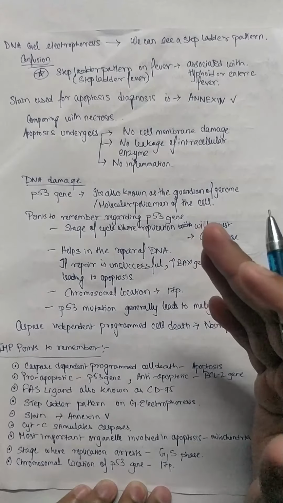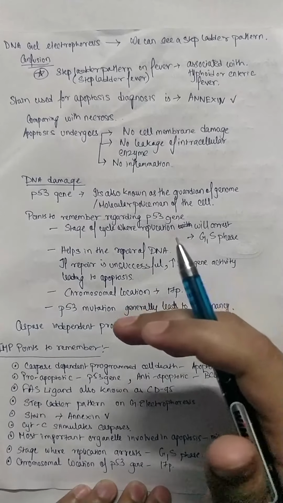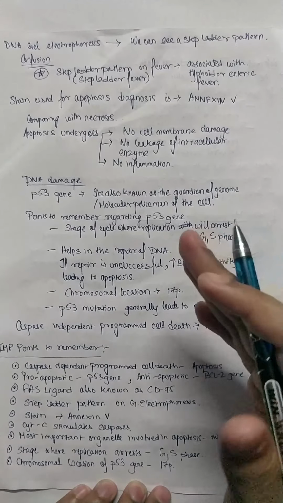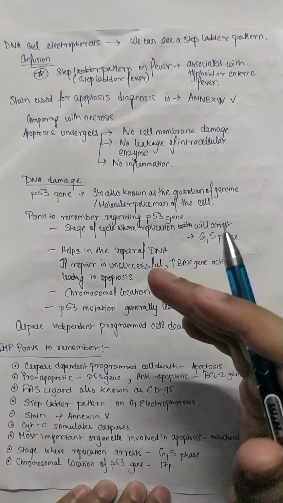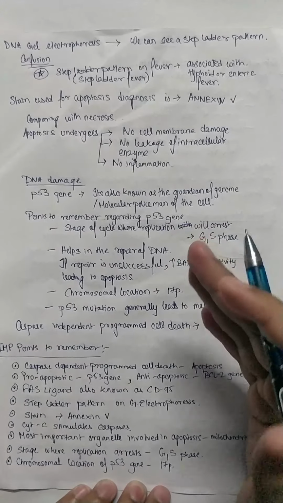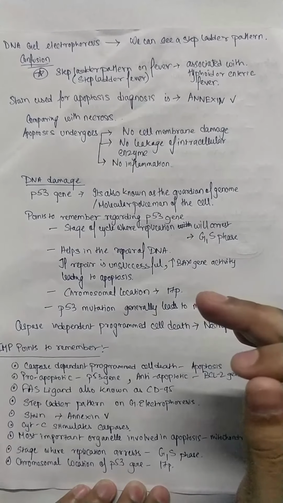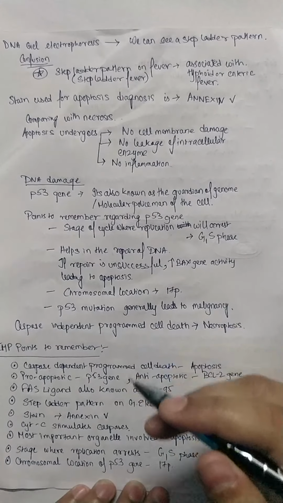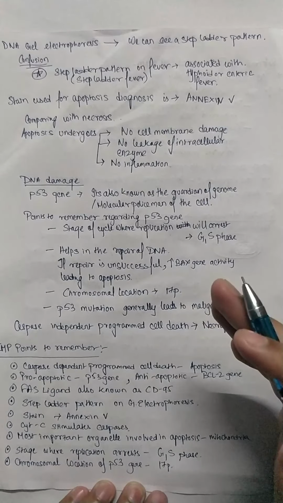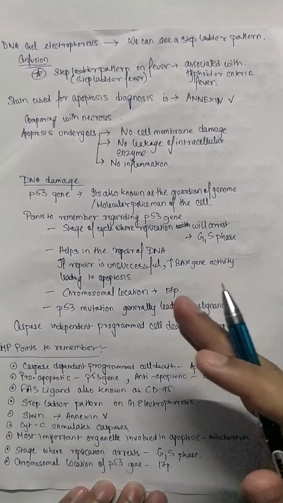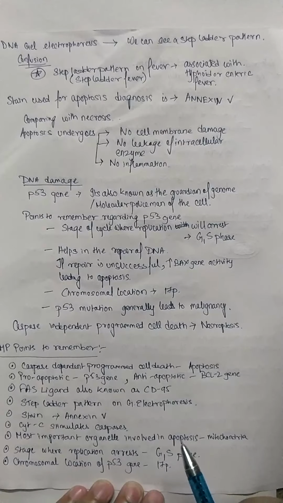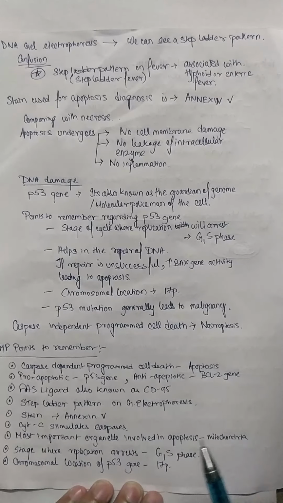Now another point I want to mention is that these all are caspase dependent programmed cell death, which is generally called apoptosis. Now if the question asks what is the caspase independent programmed cell death, it will be necroptosis. Now the important points to remember: number 1 is the caspase dependent programmed cell death, which is apoptosis. Second one is the pro-apoptotic gene, which is the p53 gene, and the anti-apoptotic gene, which is the Bcl2 gene.